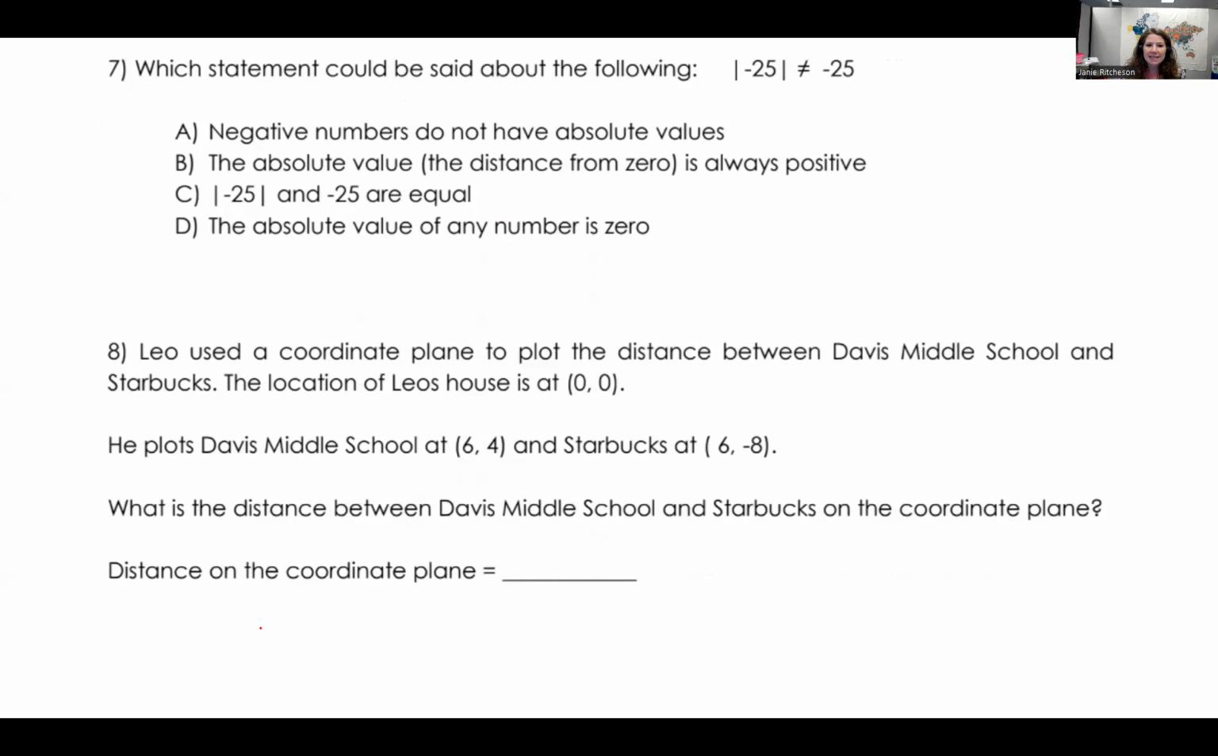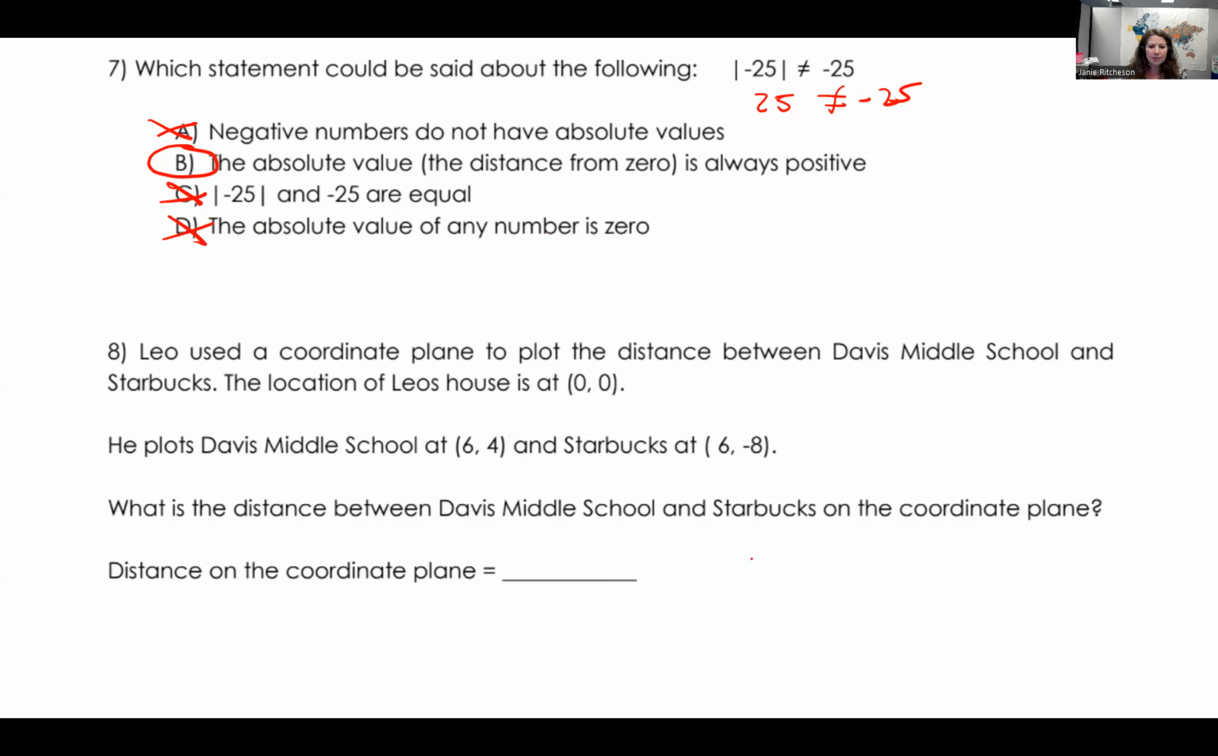Which statement can be said about the following? The absolute value of negative 25, which is 25, is not equal to negative 25. That is a true statement. I agree with that. Negative numbers do not have absolute values. That's not true. The absolute value is always positive. That's true. The absolute value of negative 25 and negative 25 are equal. That is not true. The absolute value of any number is 0. Nope. It's just a positive number.